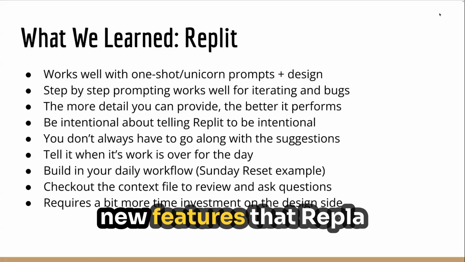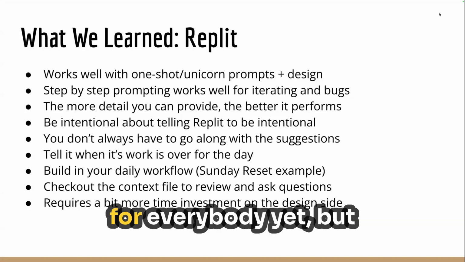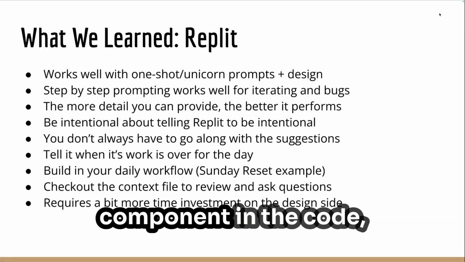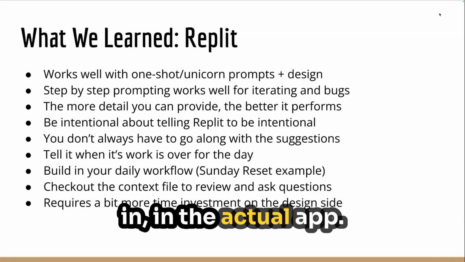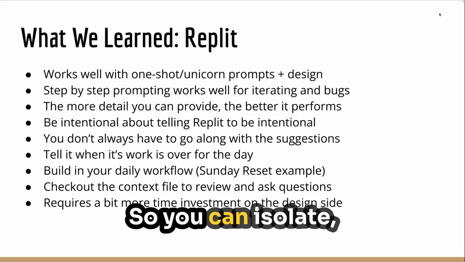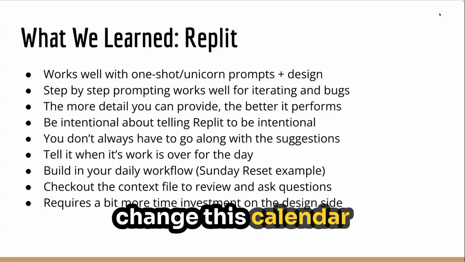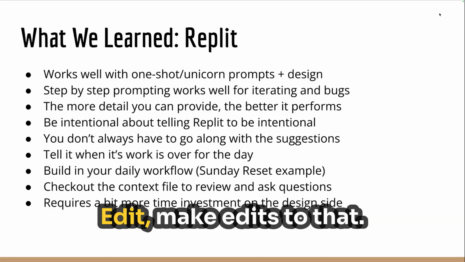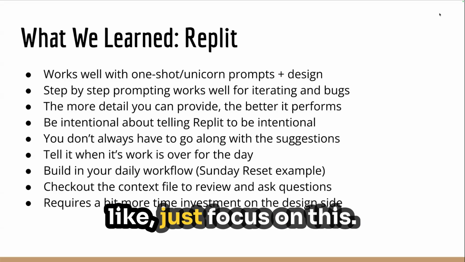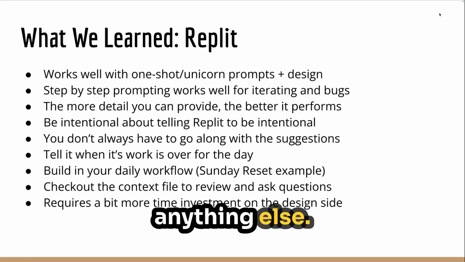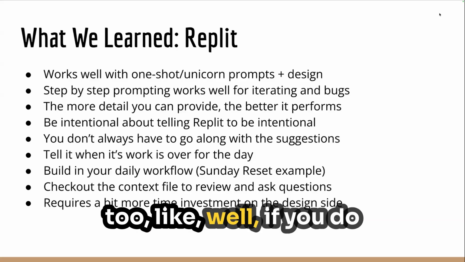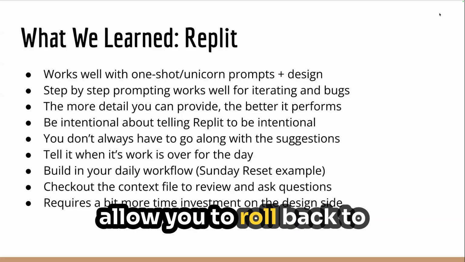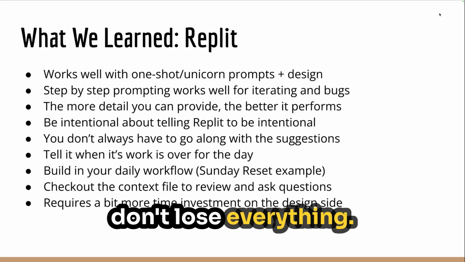And one of the new features that Replit actually has, I think it's in beta and it's not for everybody yet, is editing a specific component in the code and in the actual app. So you can isolate, like you just want to change this calendar picker, or you just want to change this timer, and it will only make edits to that. So I have to tell it to just focus on this, do not change anything else, keep everything the same. And if you're thinking, well, if you do all of these things and it's wrong, there are rollback features in Replit that allow you to roll back to a certain version so you don't lose everything.